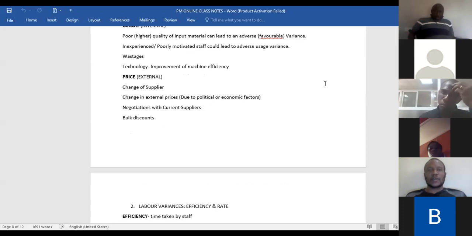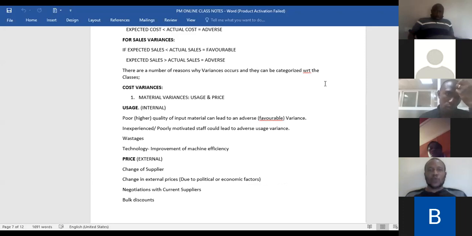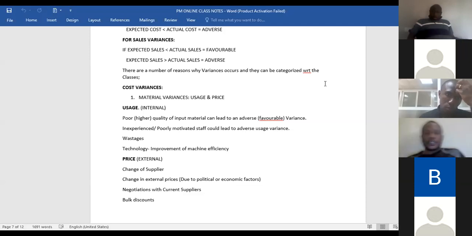And we looked at the reasons why variances might occur. First of all, breaking our cost variances into material, labor, overheads, so both fixed and variable overheads. And for material variances, we have usage and price, and we said that usage variances are a result of internal factors to the organization, while price variances are a result of external factors. And we looked at different things that could cause variances for materials, particularly for material usage and price.